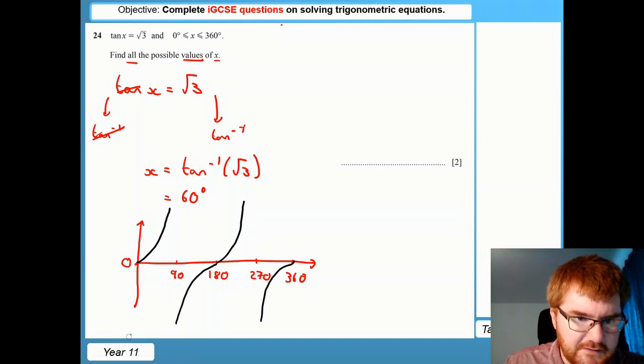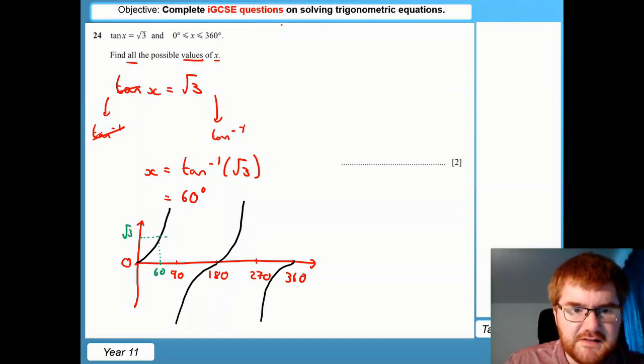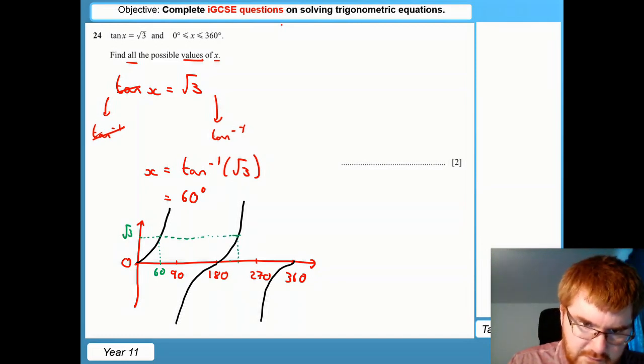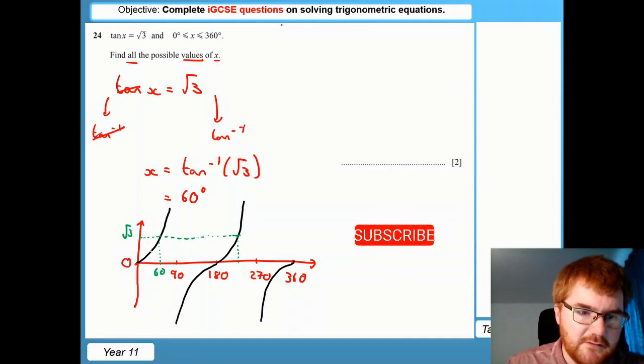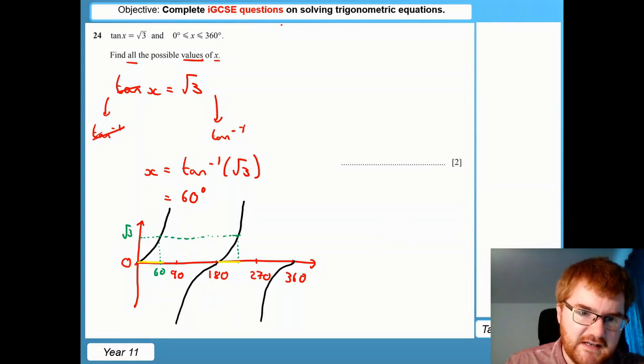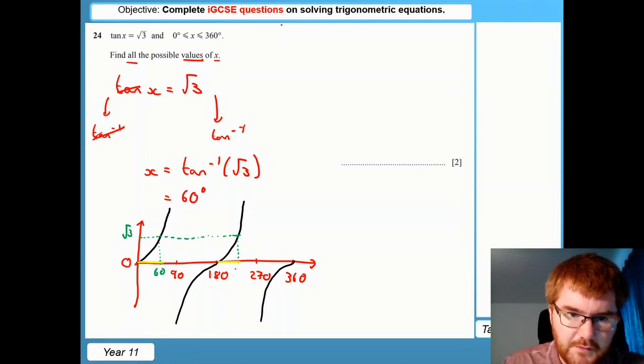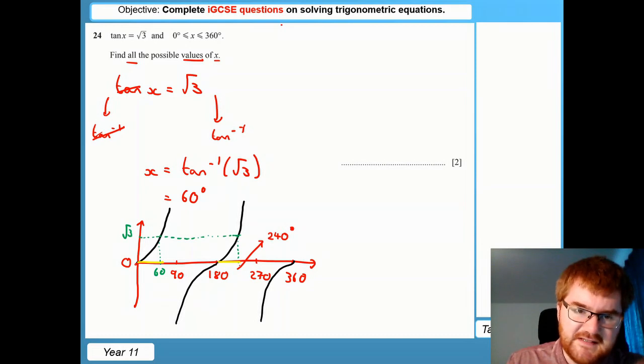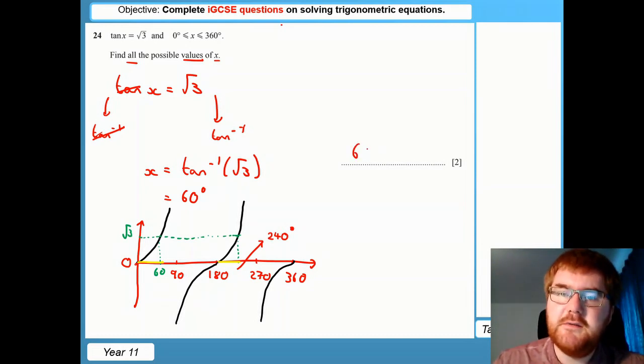So let me mark this in a different color, green. So you've got this answer here, 60. This is root 3. And then notice we also cross the graph here as well. Again, I can use this yellow line trick, as I like to call it. So this here has to be the same as this here. So if this is 60, then this has to be 180 plus 60. So my second answer that I want to read off here is equal to 240. So 180 plus that yellow line, which is equal to 60. So my two answers here are just 60 and 240.